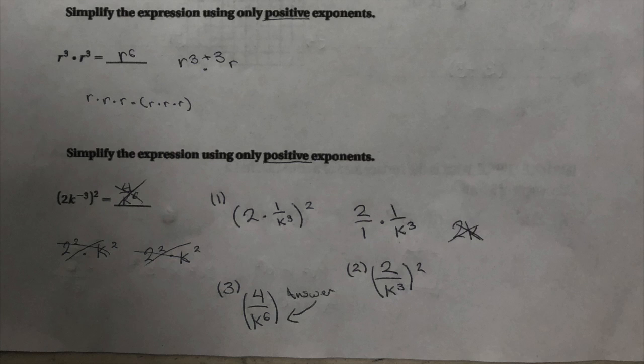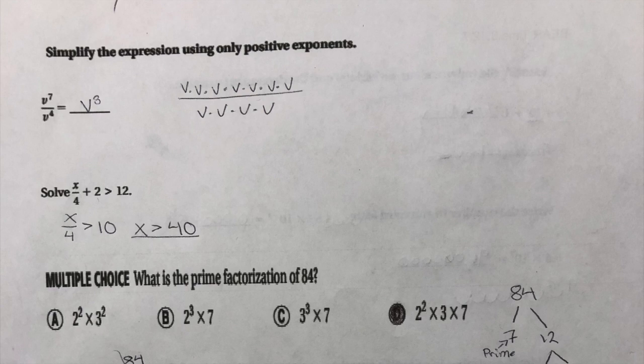Side 2. Simplify the expression using only positive exponents. V to the power of 7 over v to the power of 4. Because it's division, you're going to subtract 4 from 7. Your answer should be 3, or v to the power of 3.